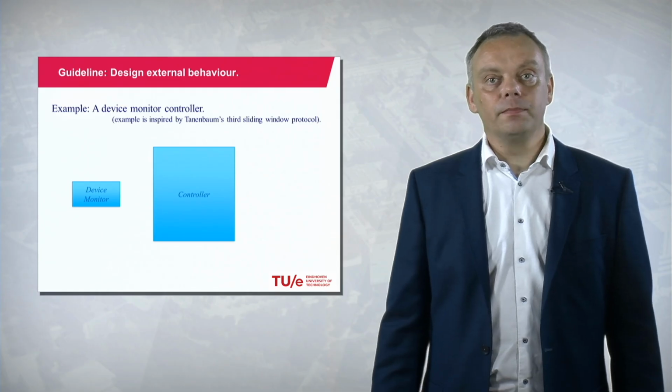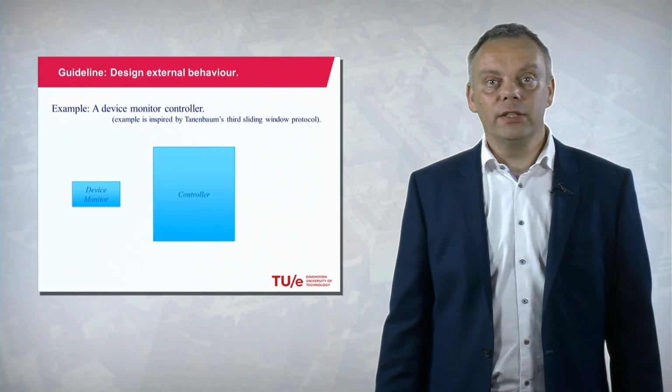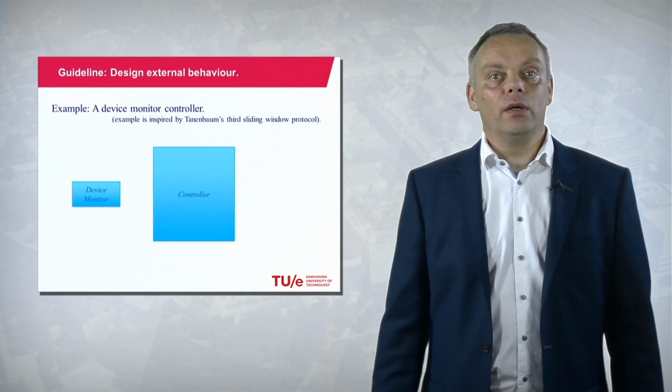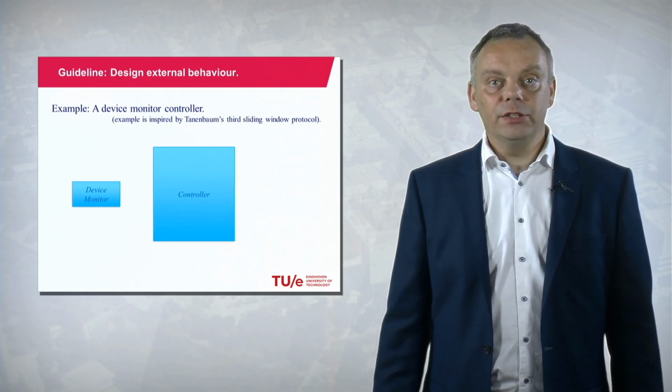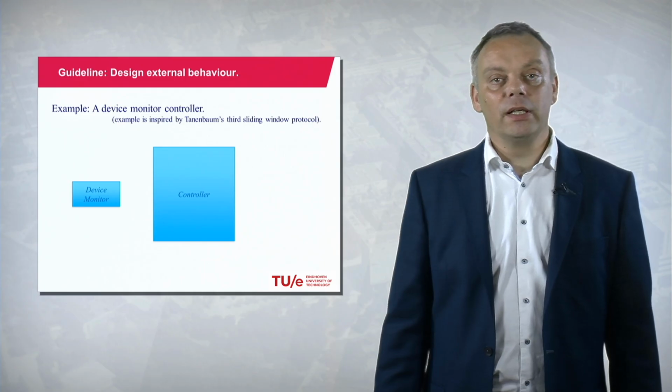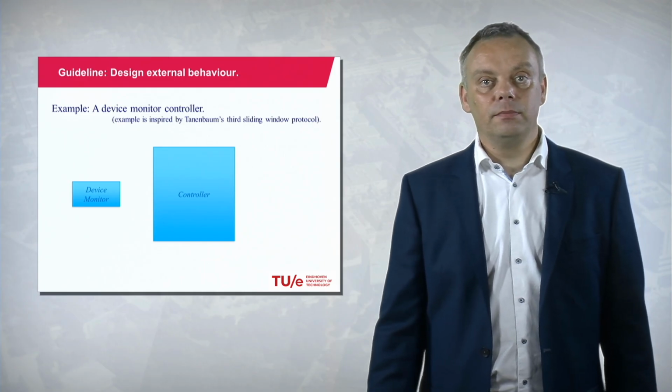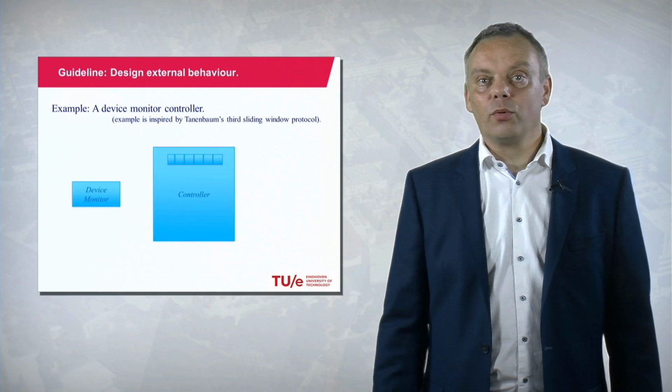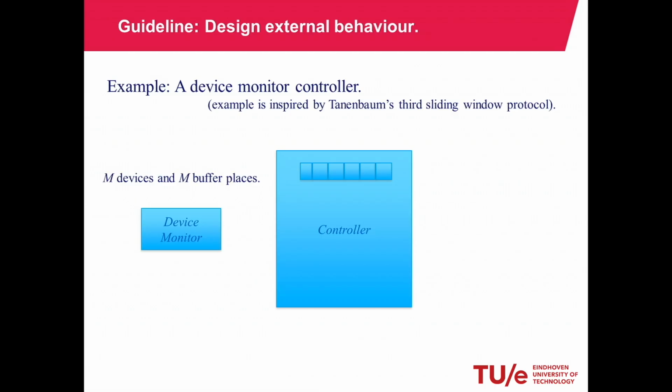We have a controller, and the controller has as tasks that it should report about the broken devices in sequence. So it first reports about 1, then about 2, and then about 3, etc. The controller has a buffer. The size of the buffer is M, because there are M devices, and it simply can record for every device whether it's broken or not. And the device monitor simply indicates to the controller that a particular device is broken whenever it detects it.